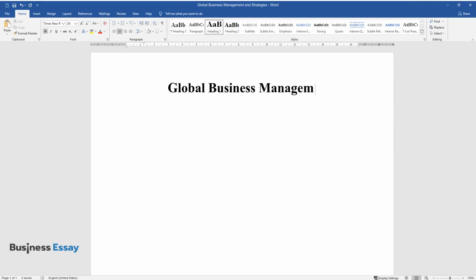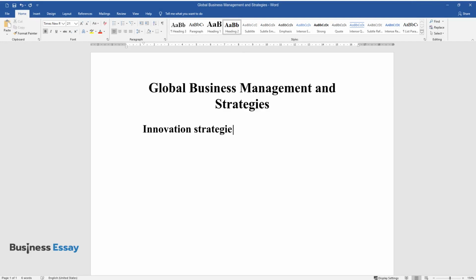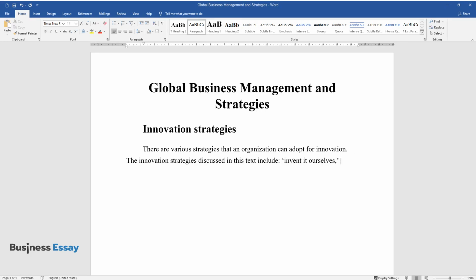Global business management and strategies. Innovation strategies. There are various strategies that an organization can adopt for innovation. The innovation strategies discussed in this text include: invent it ourselves, globally networked internal model, transnational model, connect and develop innovation model, and outsourcing innovation.